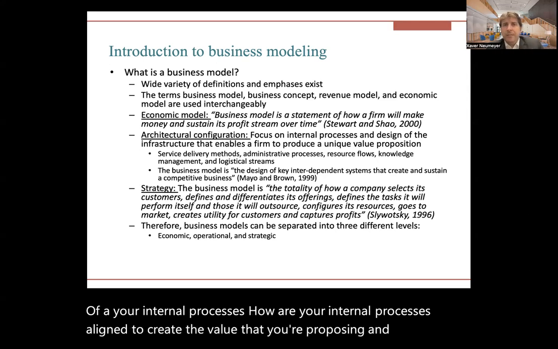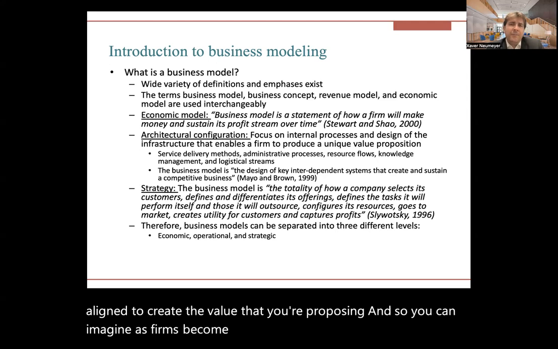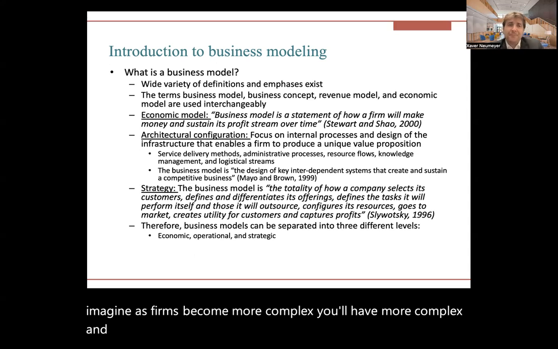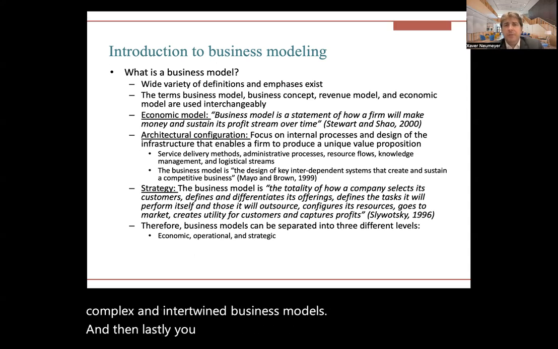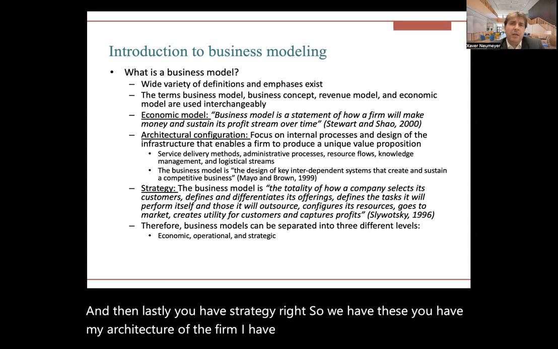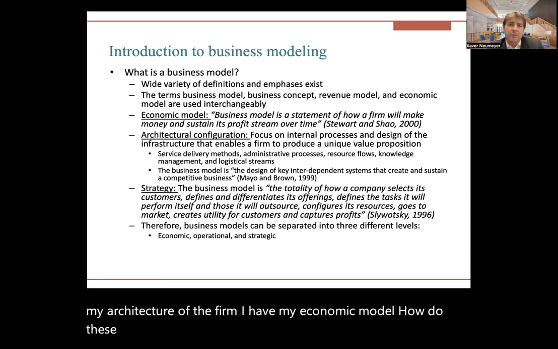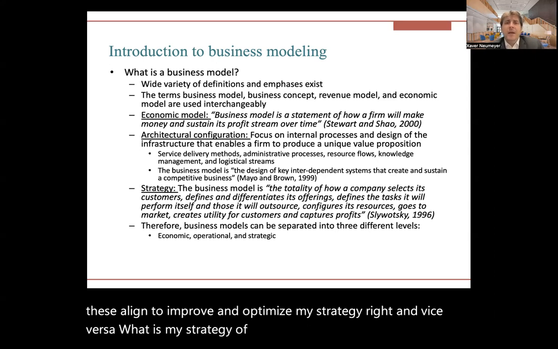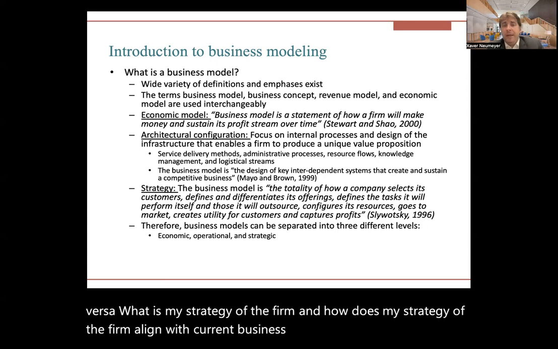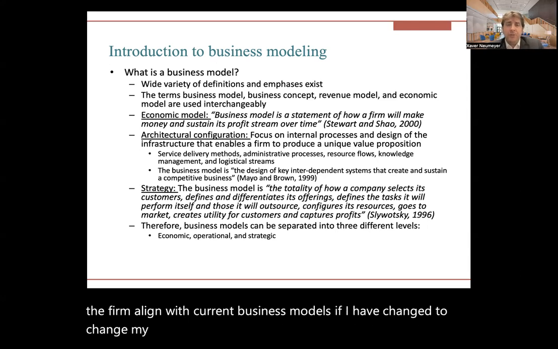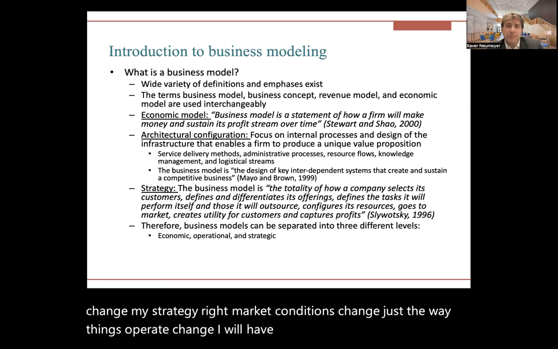And so you can imagine as firms become more complex, you'll have more complex and intertwined business models. And then lastly, you have strategy, right? So you have the architecture of the firm, and I have my economic model. How do these align to improve and optimize my strategy? And vice versa, what is my strategy of the firm, and how does it align with current business models? If I have to change my strategy, because market conditions change, or just the way things operate changes, I will have to change my business model as well.